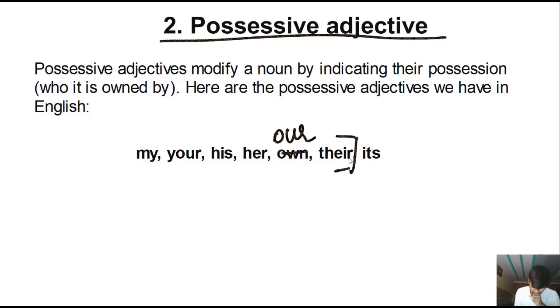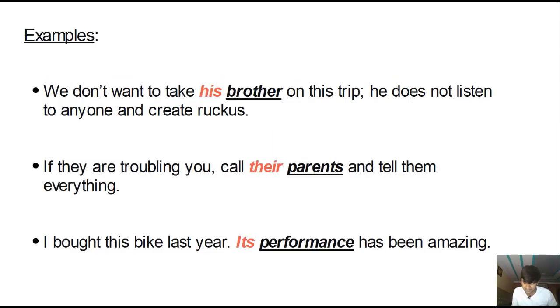All these possessive adjectives, leaving its, refer to a possession of a person, and its refers to a possession of a thing or an animal or a bird, just not a human being. All right. So we use a possessive adjective to refer to a possession of a noun. We talk about who that particular noun belongs to, or who owns that particular object, thing or person. Let's take some examples and understand this as well.